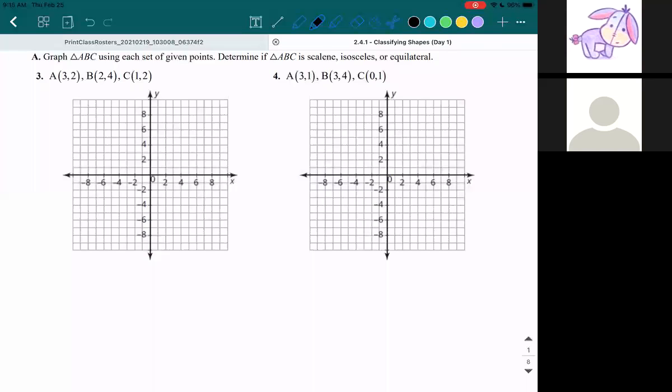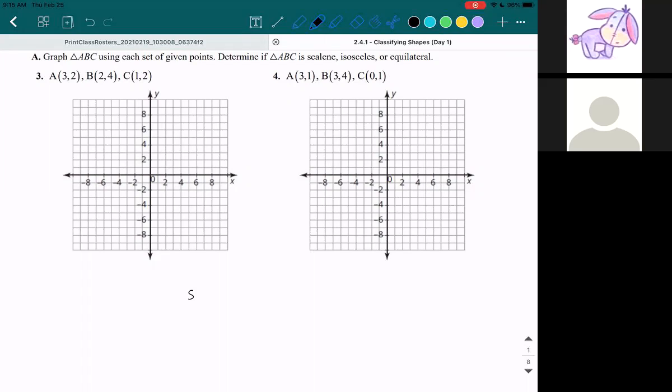All right, so for this section, we are going to graph the triangle ABC using each set of given points, and we're going to determine if ABC is scalene, isosceles, or equilateral. So in order to remember what those words mean, we're going to remind you.